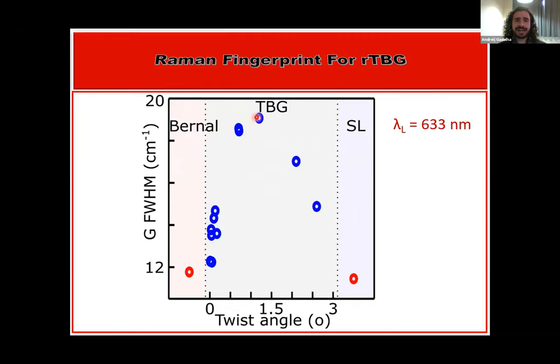We can observe a clear fingerprint for reconstruction, where a maximum of the G width is at the critical angle. It's also interesting to note that the maximum value is close to the magic angle, indicating a very strong electron-phonon coupling at the magic angle. This could help elucidate the superconductivity effect.